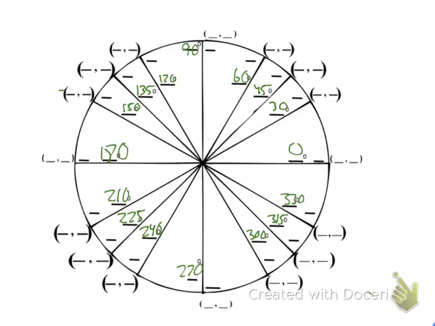Once you have all of your angles in there, I want you to put your quadrantal angles in. 1, 0. 0, 1. Negative 1, 0. And 0, negative 1. Okay? Everybody's good?